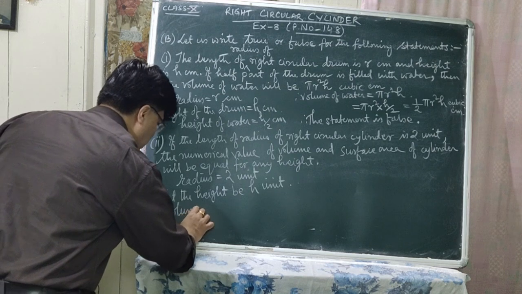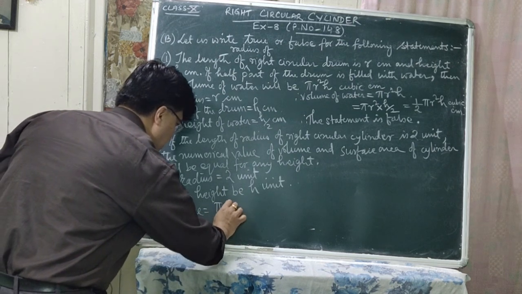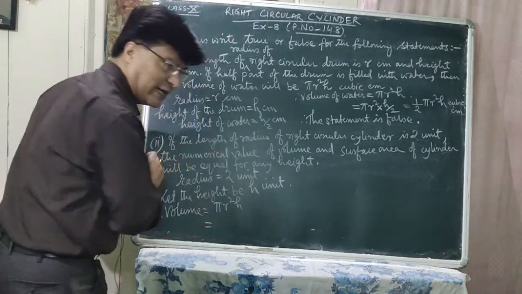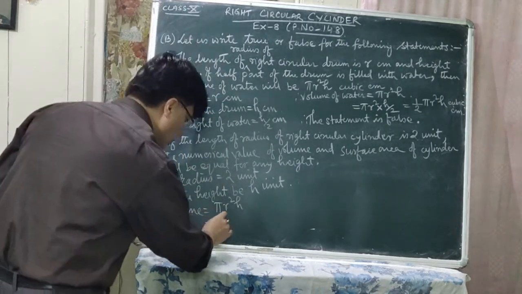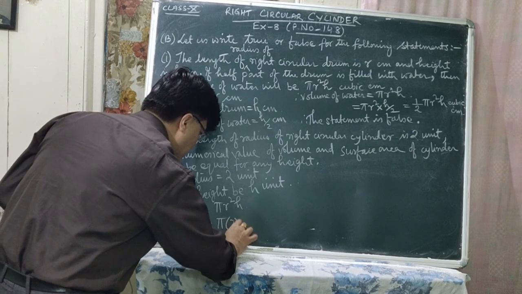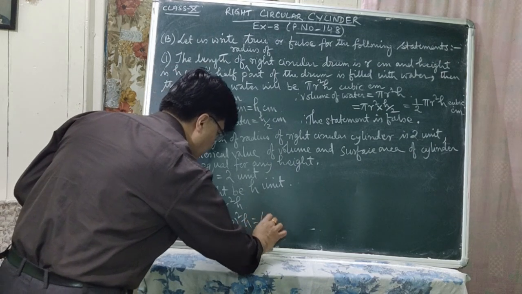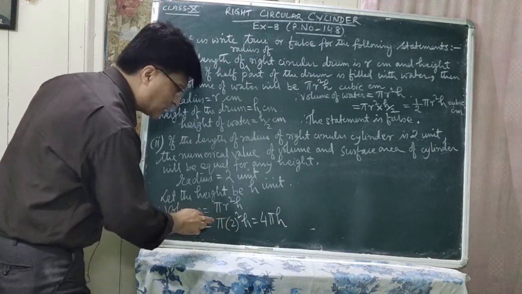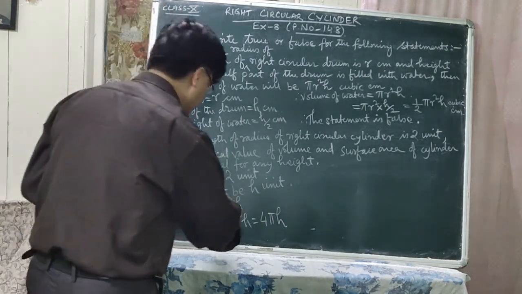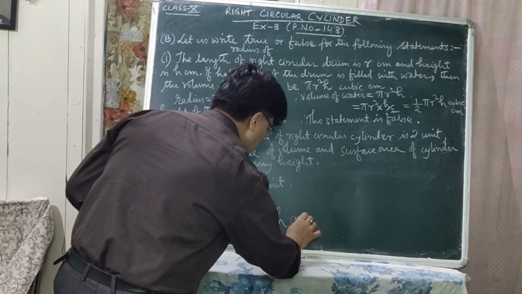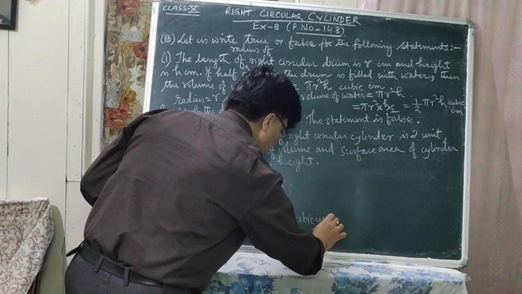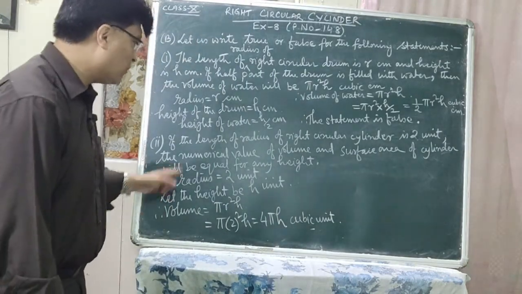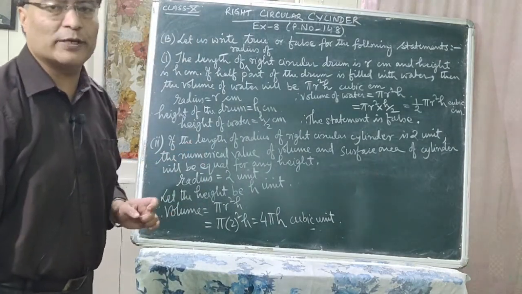Therefore volume is equal to, what is the formula? It is pi r square h. Here h is itself, but what is the value for r? It is 2. So it is pi 2 whole square h, which is equal to 4 pi h. That is, 2 square is 4. What is the unit here? This is the volume, so cubic unit. So the volume of the cylinder is 4 pi h cubic unit.